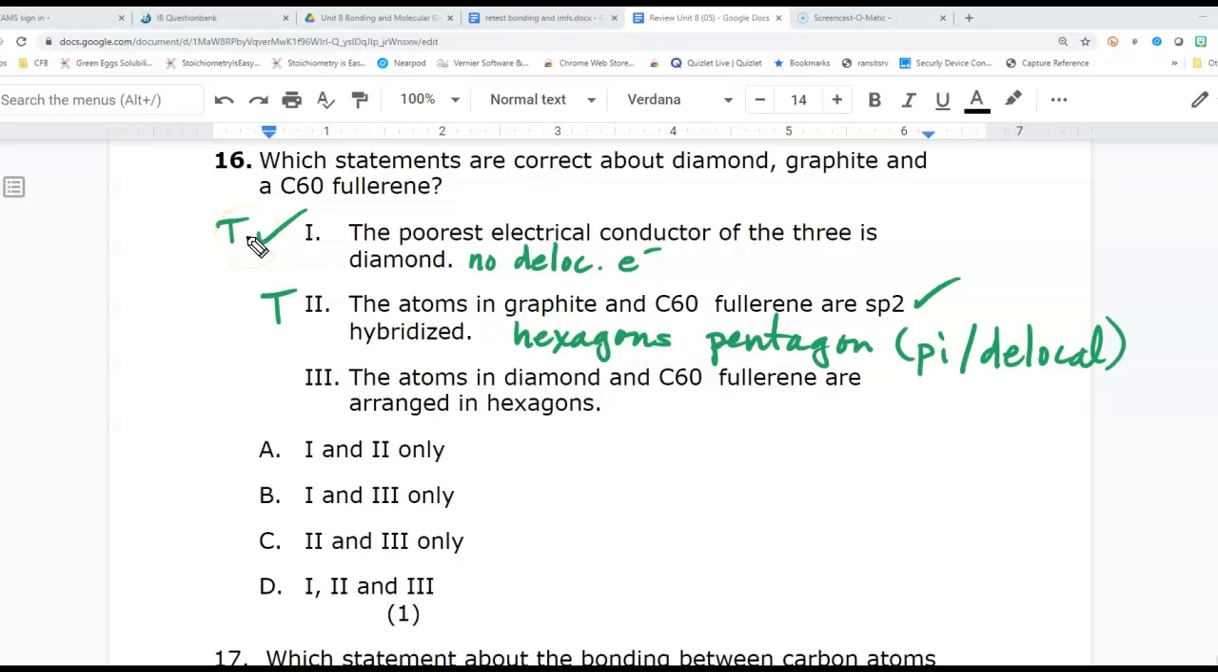And then the atoms in diamond and C60 fullerene are arranged in hexagons. This one is false because diamond is actually arranged in a tetrahedral shape, and that is not a hexagon. So the correct answer here should be 1 and 2 only.